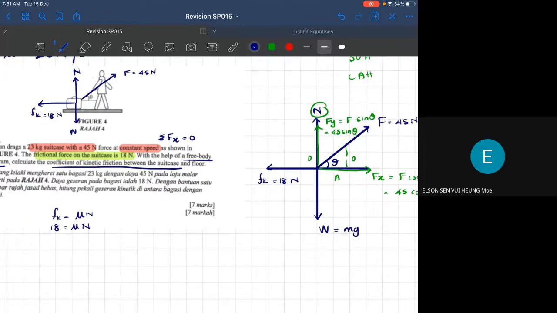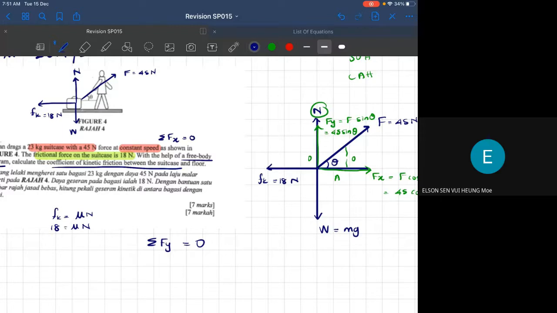Okay. So we know that total force dekat Y also sama dengan kosong sebab dia memang tak bergerak dekat Y component kan. It just bergerak dekat X. Tapi dekat X pun total force sama dengan kosong sebab constant speed. Okay. Tapi dekat Y dia tak bergerak. Dia tak bergerak atas bawah. Jadi total force sama dengan kosong. Okay. So dia akan jadi atas positif, bawah negatif, isn't it?